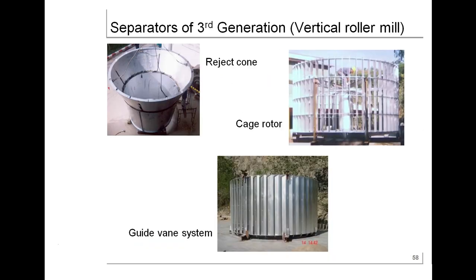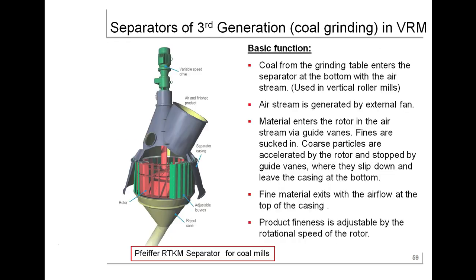Separators of third generation. You can see here in the picture the reject cone, cage rotor, and guide vane system for a vertical roller mill. Separators of third generation: coal grinding in VRM.